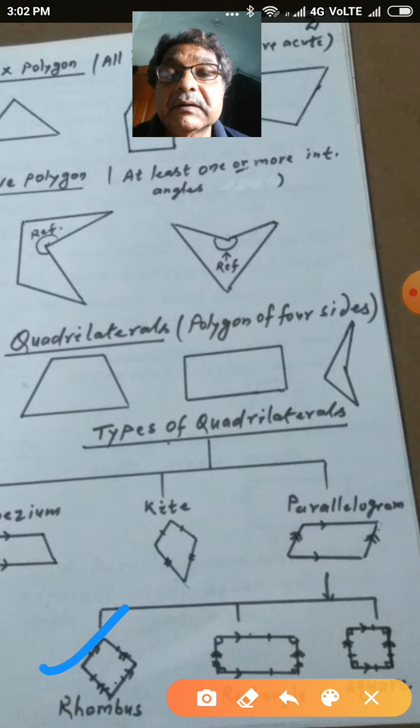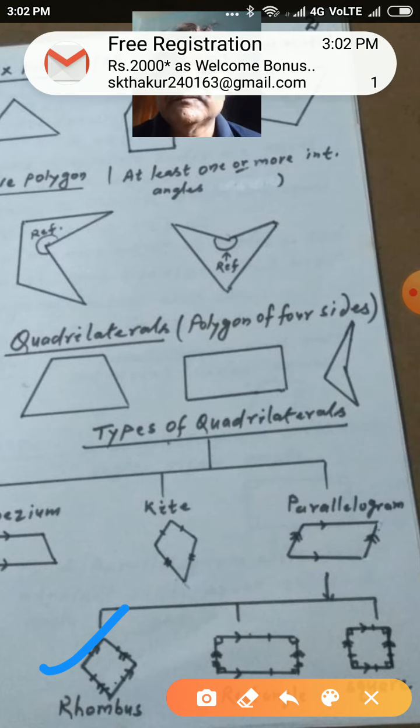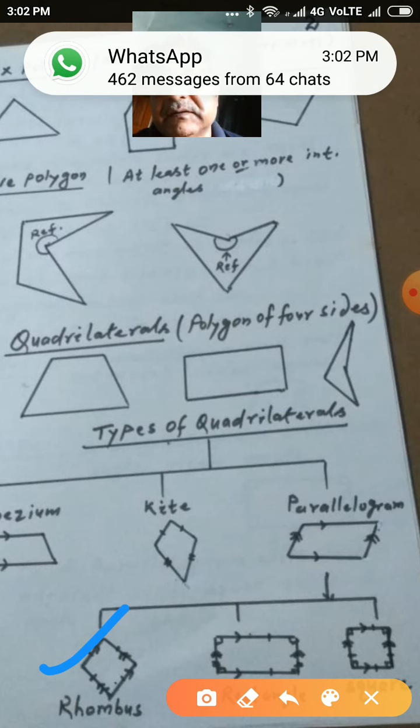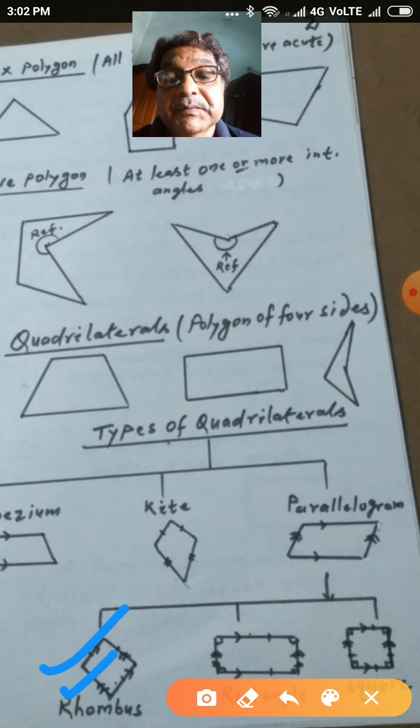Rhombus is that parallelogram whose any two adjacent sides are equal. Any two adjacent sides equal, it means all four sides are ultimately equal. So a parallelogram with all four sides equal, you may say, or a parallelogram with any two adjacent sides equal, such a parallelogram is known as rhombus.